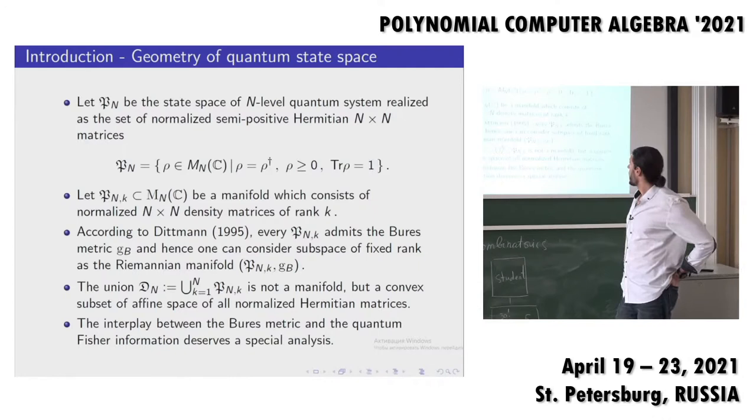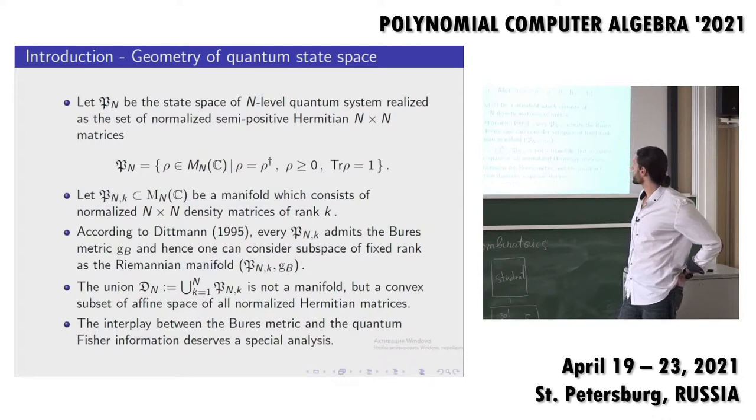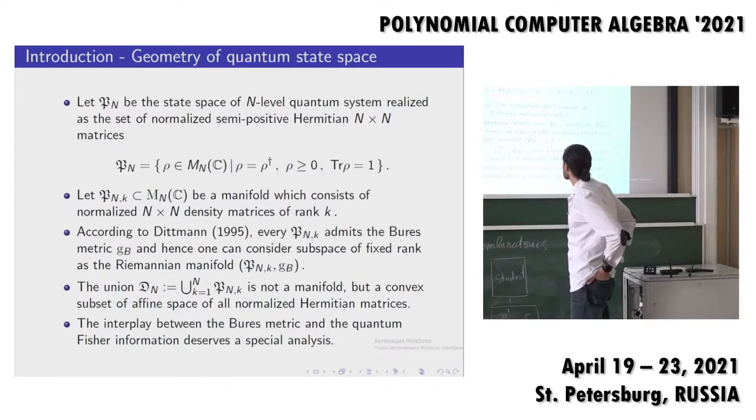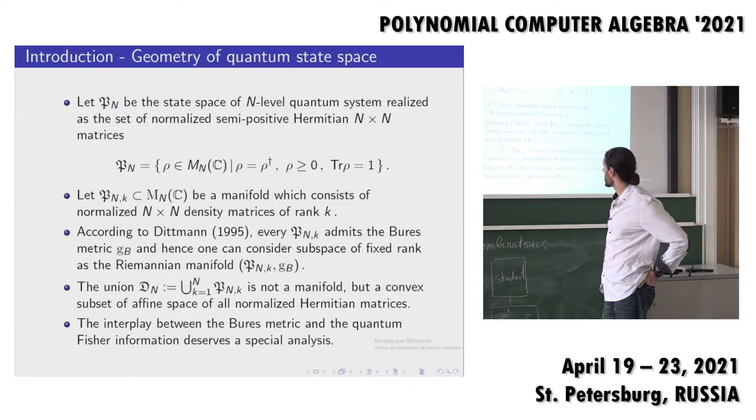As for the definition, Pn is our state space, which comprises n times n complex density matrices: Hermitian, positive semi-definite with trace 1. And Pnk will be then the space which consists of these matrices of rank k, which we'll be interested in.